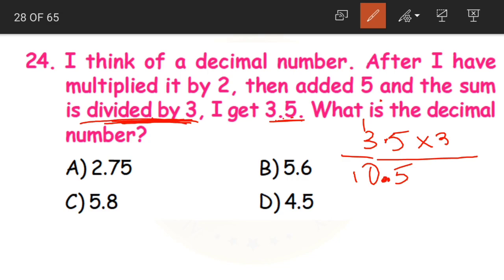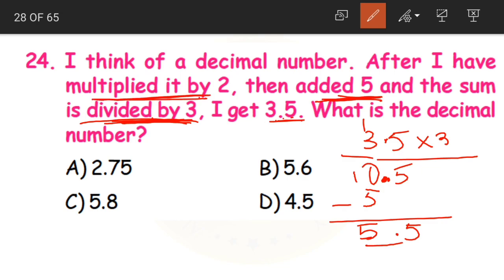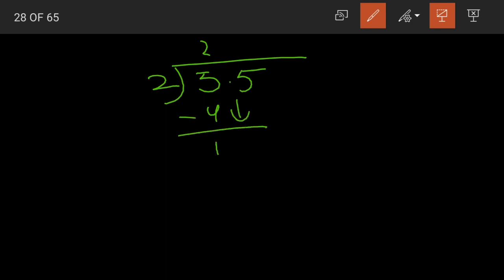Again, to it we had added 5, but you have to do the opposite. Subtract 5. When we subtract, the answer will be 5.5. Then again, here what is it? Multiplied by 2. But now, what is the opposite of multiplication? Divide by 2. Yes, 5.5 divided by 2. We have 2 2s are 4. When we subtract, 1 is remaining. 5 brought down. 2 7s are 14. When we subtract, 1 is remaining.